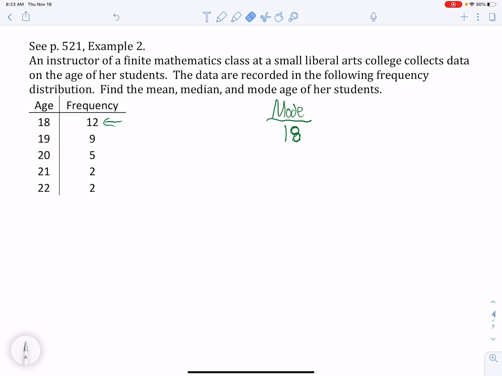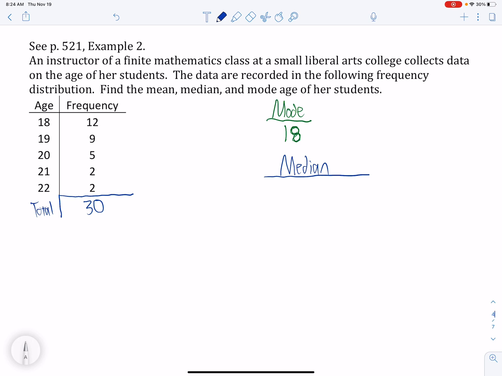The next one that I want to look at is the median. So when we're finding the median, we're trying to find the middle data value. To find the median, what helps us is to first find the total of all the frequencies. So if we add up those frequencies, 12 plus 9 is 21, plus 5 is 26, plus 2 is 28, plus 2 is 30. Here we've got a total of 30 students in the class.